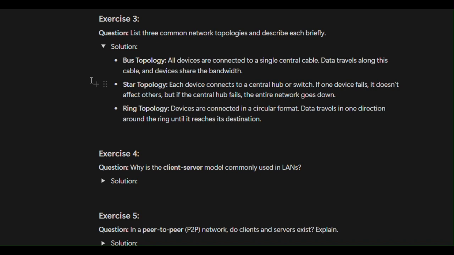And finally, the ring topology. In a ring topology, devices are connected in a circular form. Data travels in one direction around the ring until it reaches its destination. These are the 3 topologies. You can go to watch lecture 1 to see other information about the network topologies.